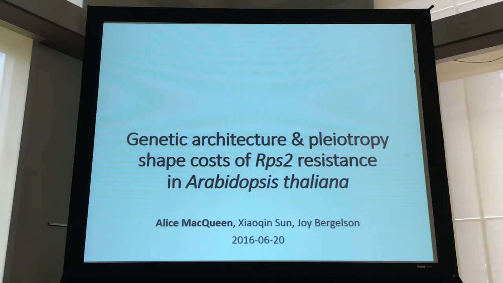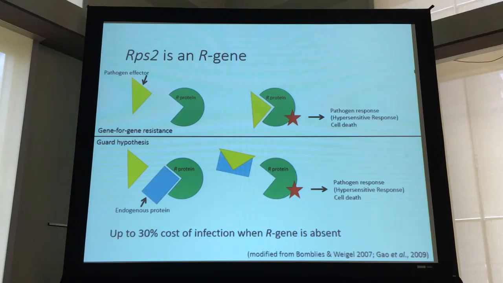Thickness cost of disease resistance for the RG and Rps2 in Arabidopsis. And what I'd like you to maybe take away from this talk is that the fitness cost of resistance that has been observed for the two R genes that were tested is kind of unusually high. They're unusually high cases, and you might not expect to see those types of costs for most R genes. Okay, so Rps2 is an R gene.